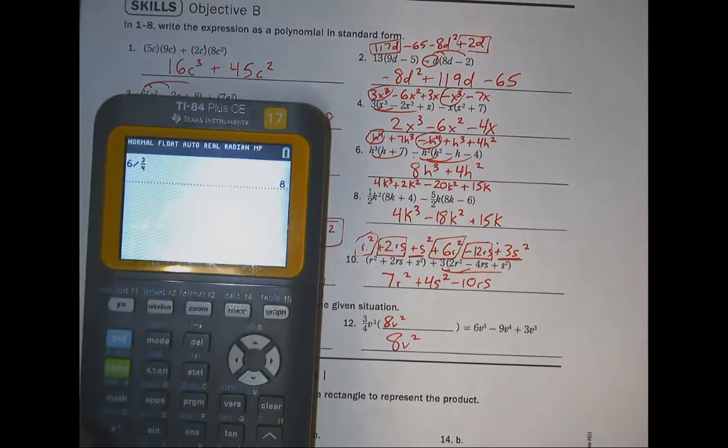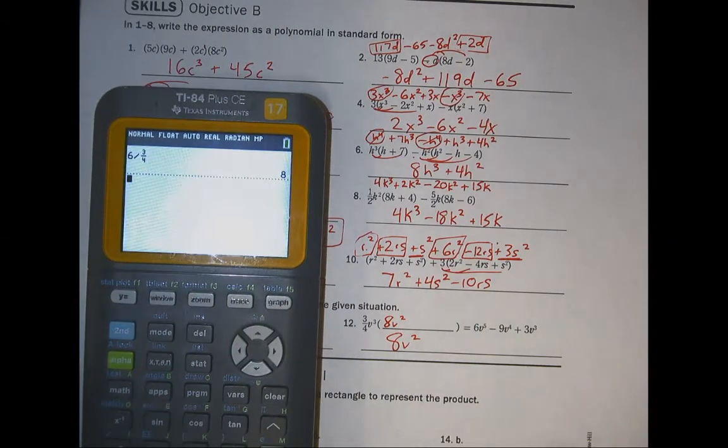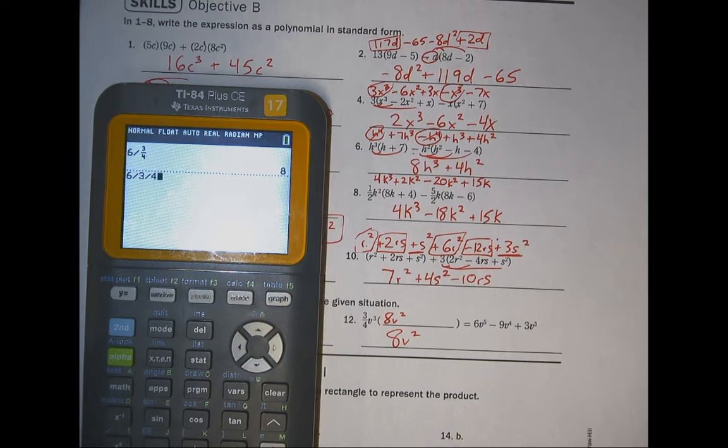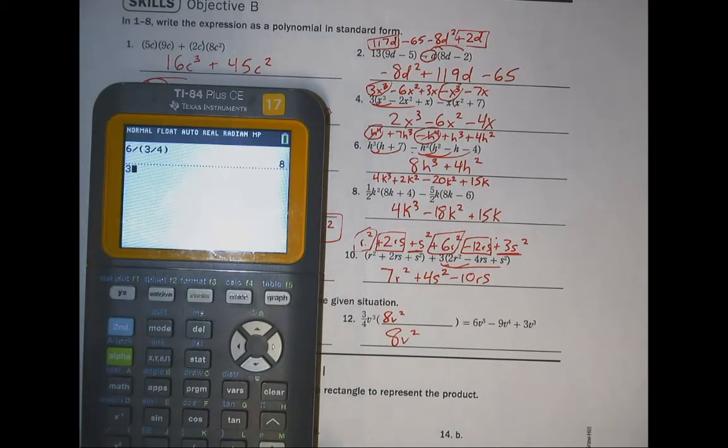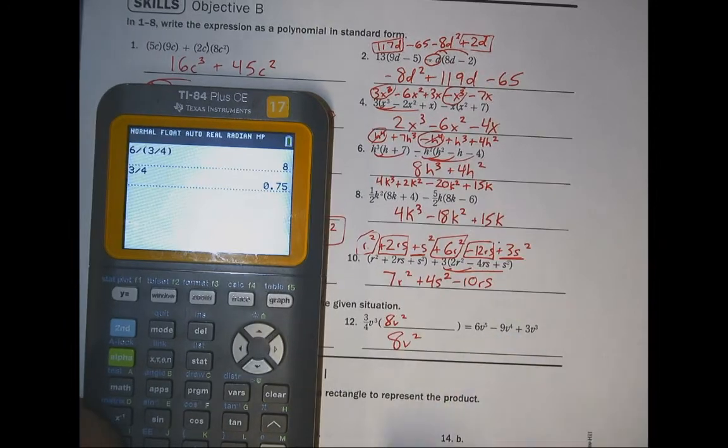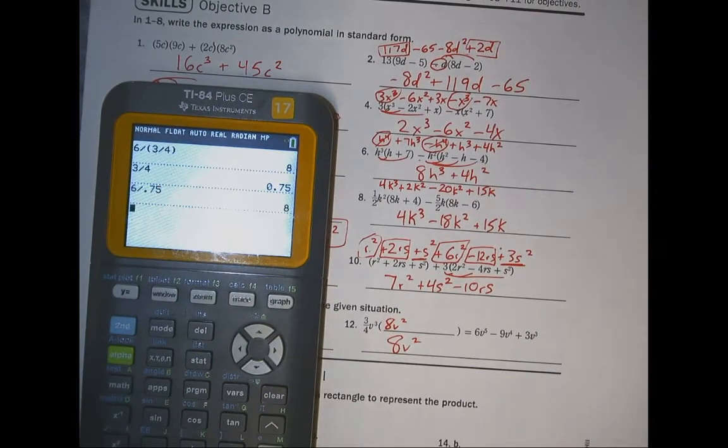Now let's say you didn't have a fancy calculator where you could use the fraction function. You could do 6 divided by 3 divided by 4. Nope, that doesn't work. You need the parentheses there. 6 divided by 3 divided by 4. And let's say you had a calculator that didn't have the parentheses for you there. We could do 3 divided by 4. Oh, that's 0.75. So I could do 6 divided by 0.75 and also get the number.